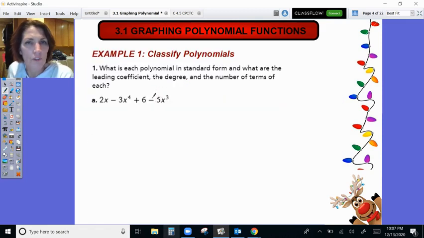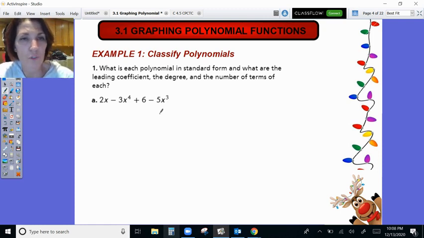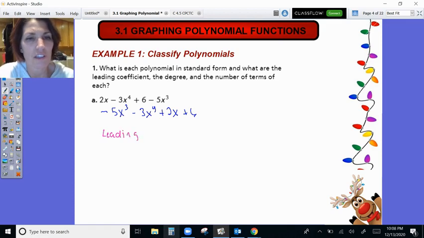Okay, so what is each polynomial in standard form first, and what are the leading coefficient, the degree, and number of terms? So let's put this in standard form, make sure we have everything combined in like terms, which we do. Now I'm going to put it in standard form, so my highest degree first, so 5x cubed minus 3x to the 4th power plus 2x plus 6. Okay, so first of all, my leading coefficient is going to be, write this out first.